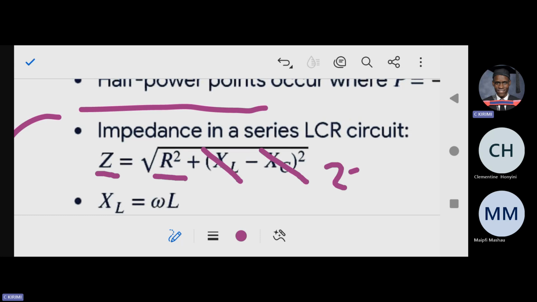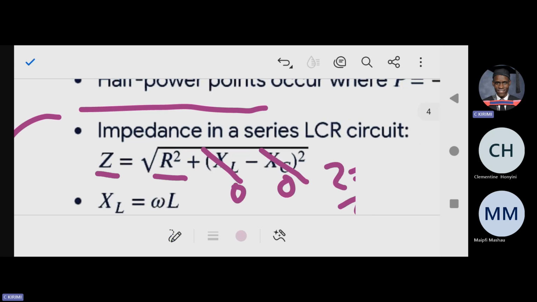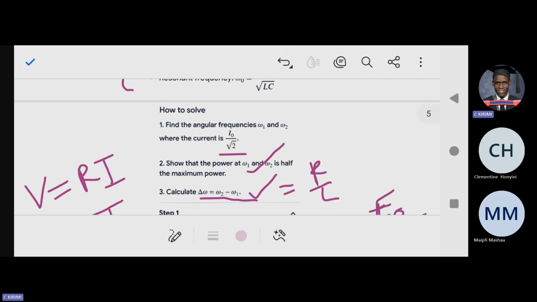Therefore, Z is equal to the square root of R squared only at resonance, which is the same way as writing what? Square root of R squared is just what? R. Why? We have cancelled the inductor, it's 0 at resonance, and the capacitor is also 0 at resonance. So which means the Z becomes what? R. Any question there? How we found this Z?